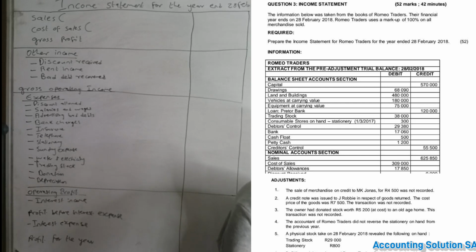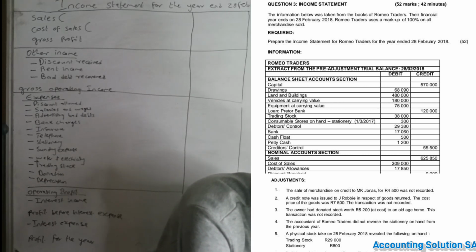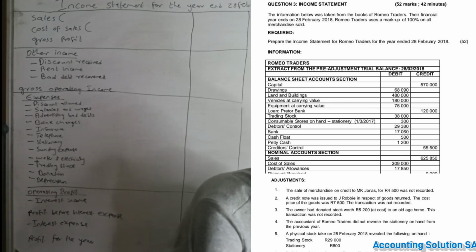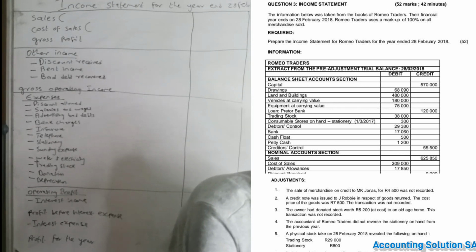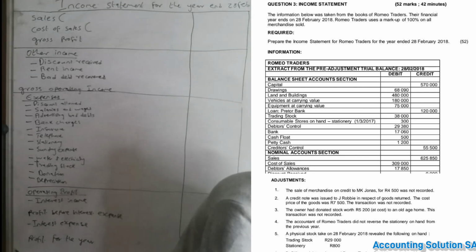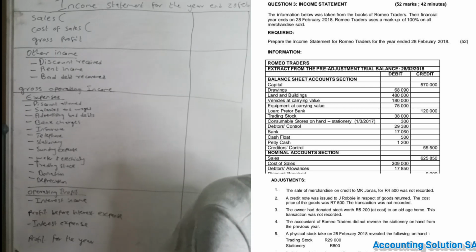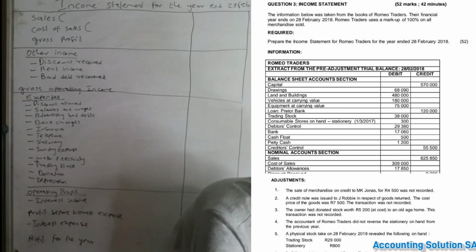Then let's go to our adjustments. Adjustment number 1, they said that the sales of merchandise on credit to MK Jonas for an amount of 4,500 was not recorded. So this is a sales amount that was not recorded, which means that we have to make sure that we record it. I want us to read number 1 and number 2 so that we can go back to sales and cost of sales, because number 1 and 2 are affecting our sales and our cost of sales. Number 1, obviously we're going to add it into our sales amount. Number 2, a credit note was issued to Joby in respect of goods returned. The client returned goods, which means that we have to subtract, but we have to use the selling price under sales. Then under cost we have to use the cost price that was given of 7,500. This transaction was not recorded.